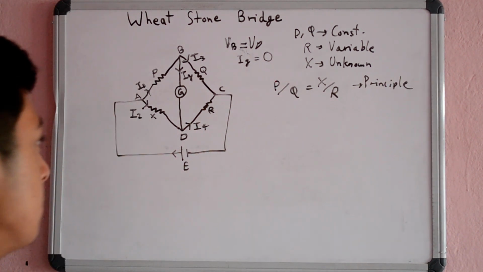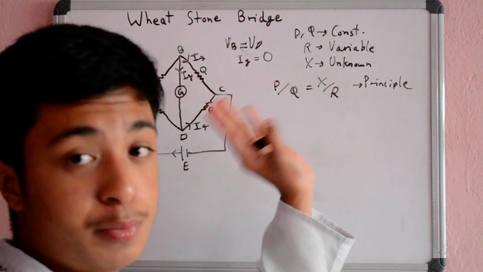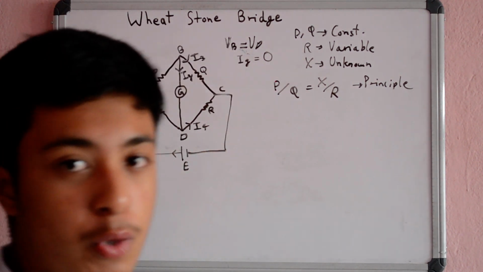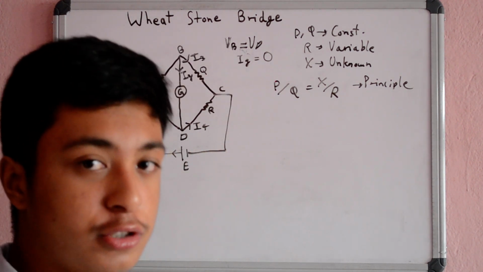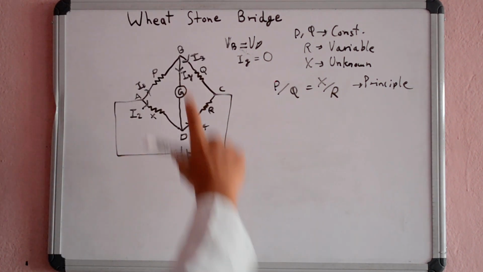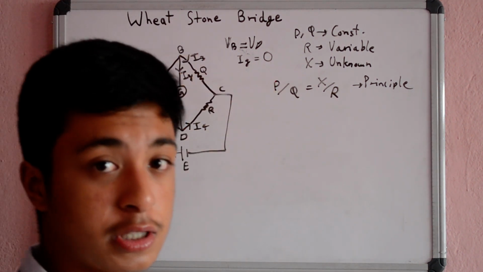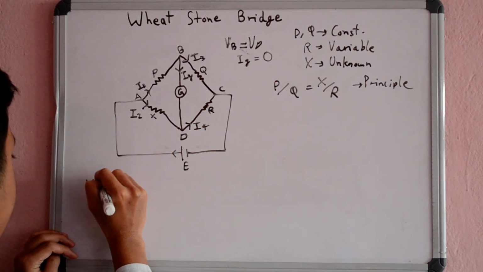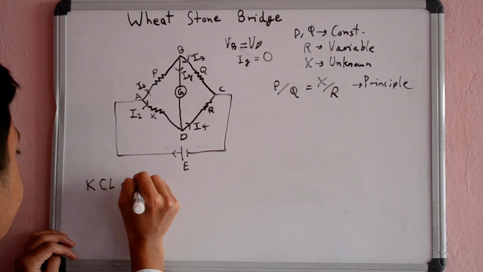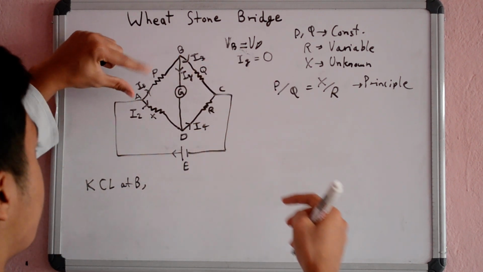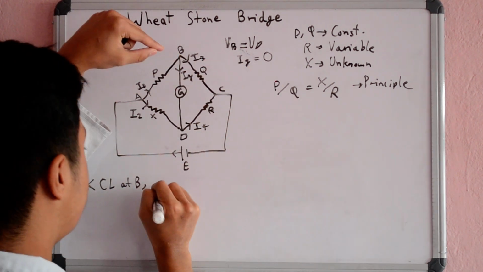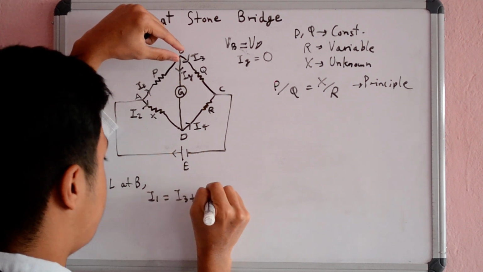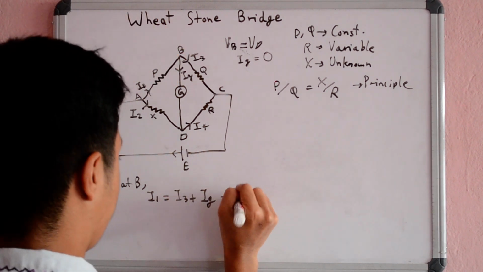Now of course we have to derive this principle to see where it came from. So let's use what we learned in the previous videos, Kirchhoff's laws. Now we know there are two junctions, so let's use Kirchhoff's laws there. So we can use KCL at B. So here the current going in, which is I1, is equal to the current going out, which is I3 plus Ig. This is equation 1.